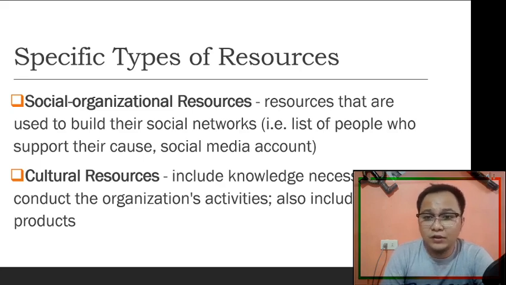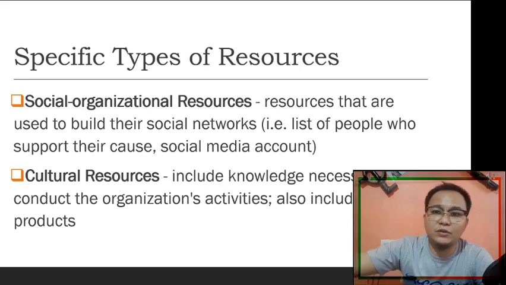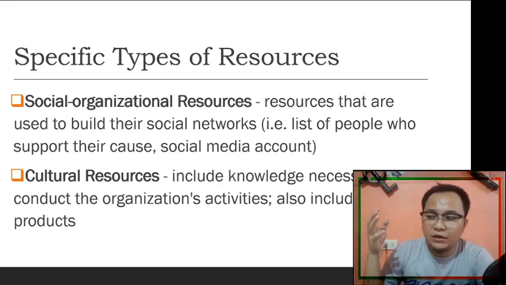We also have cultural resources. Dito pasok yung information na binabanggit ko kanina. Includes knowledge necessary to conduct organizations' activities. So, primarily, yung mga intra-organizational policies, guidelines, or even the knowledge, cultural knowledge na manggagaling doon sa community na pagsasagawan mo ng activity.